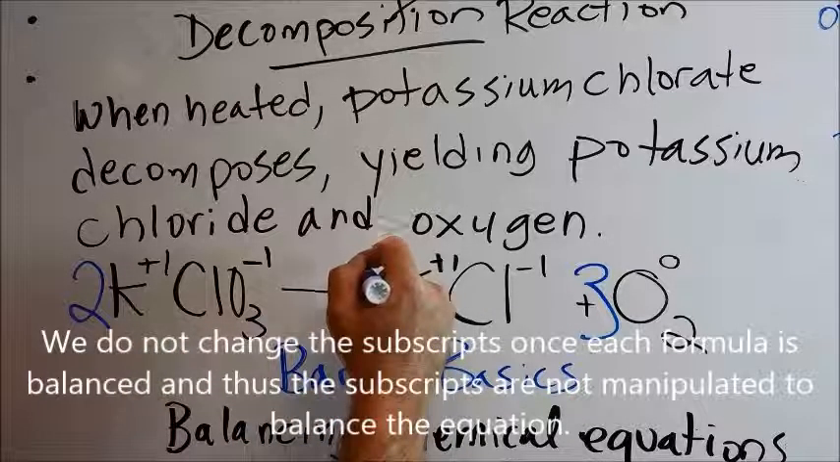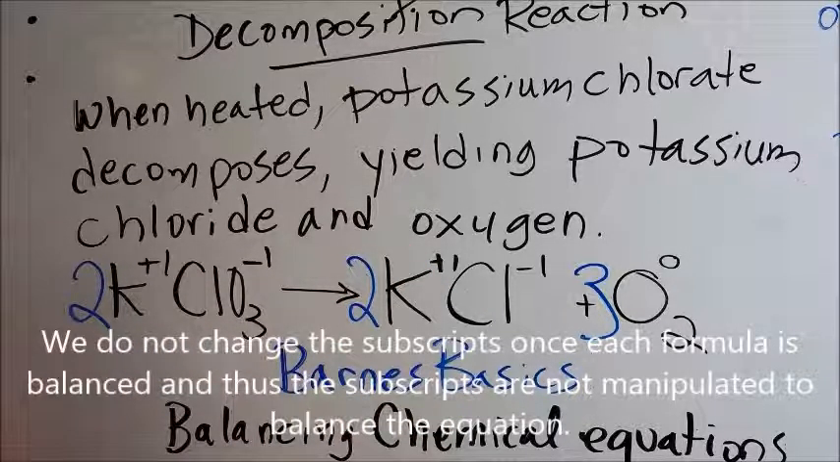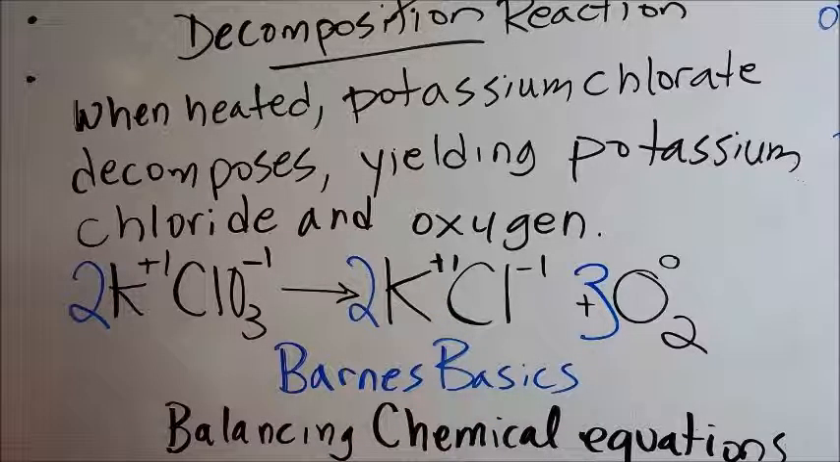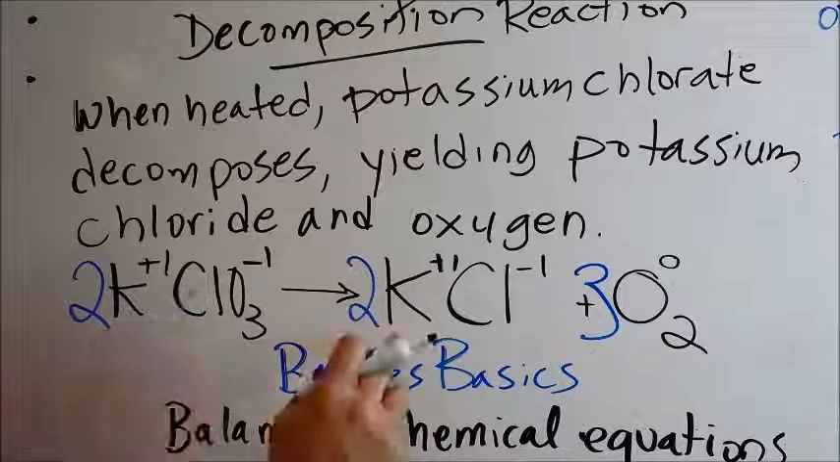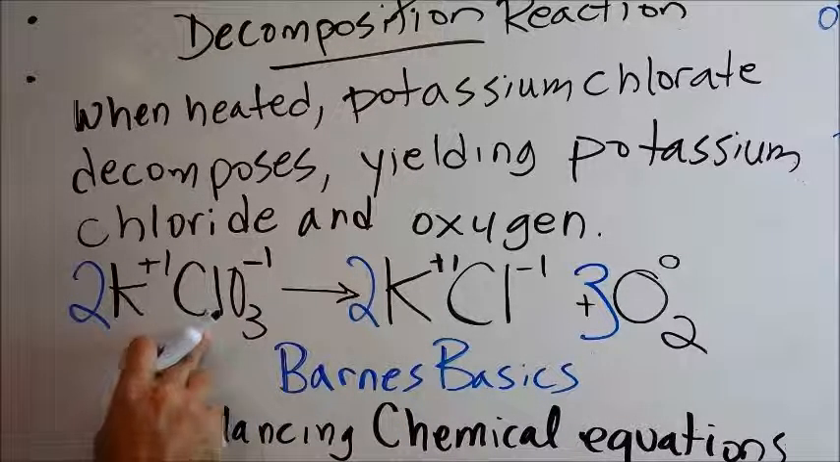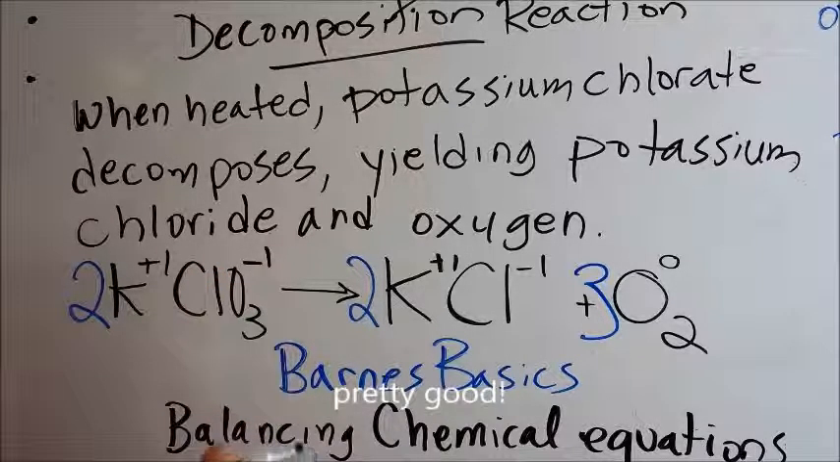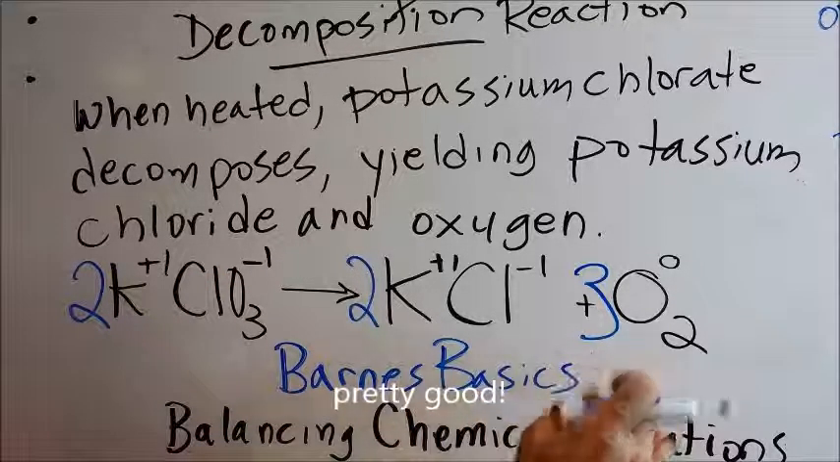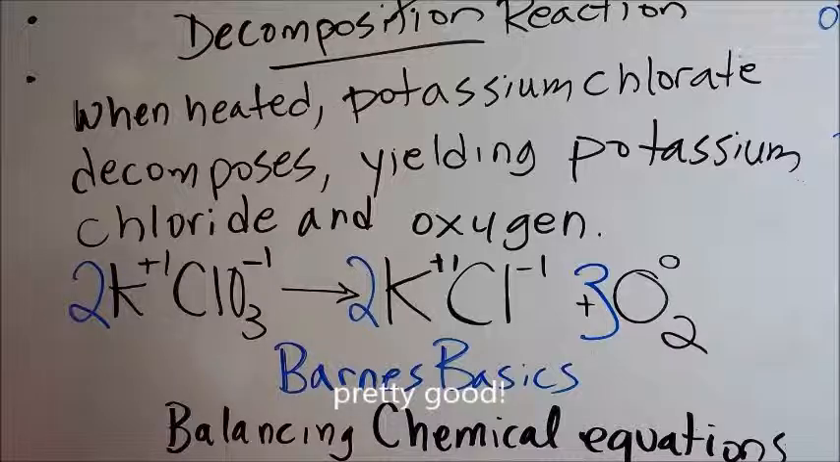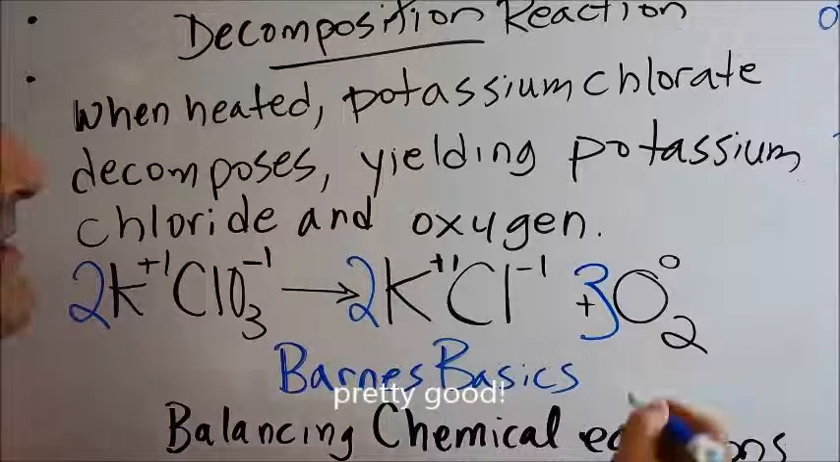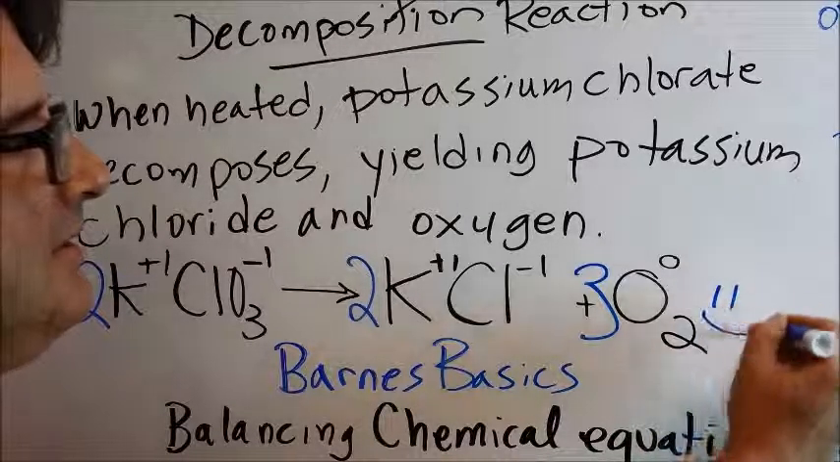So it looks like an easy fix for this decomposition reaction is just to place a 2 in front of the potassium chloride. So we have 2 potassiums on the left, 2 on the right, 2 chlorines left, 2 right. 2 times 3 is 6. We have 6 oxygens on the left, and 3 times 2 is 6. And I would say that this looks pretty good.